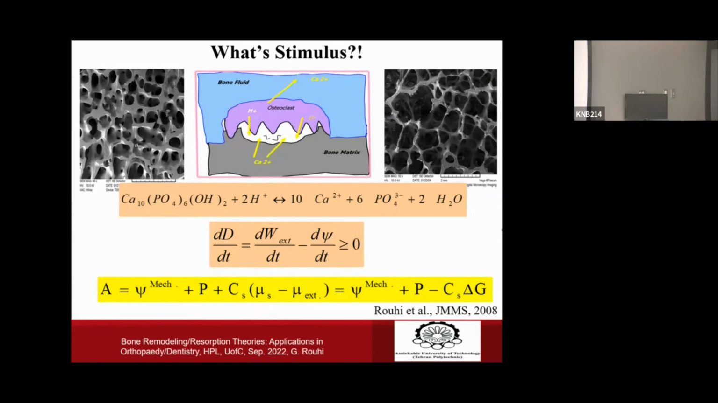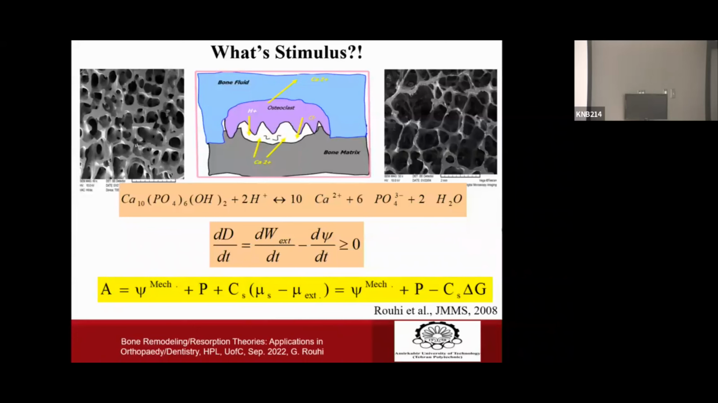a chemical reaction between this cell, osteoclast, and this bone matrix, and this is the chemical reaction using the second law of thermodynamics. I'm not going to explain the mathematics. We have used mixture theory and the second law of thermodynamics, and we came up with this expression as the driving force for the bone resorption. The beautiful points are as follows.